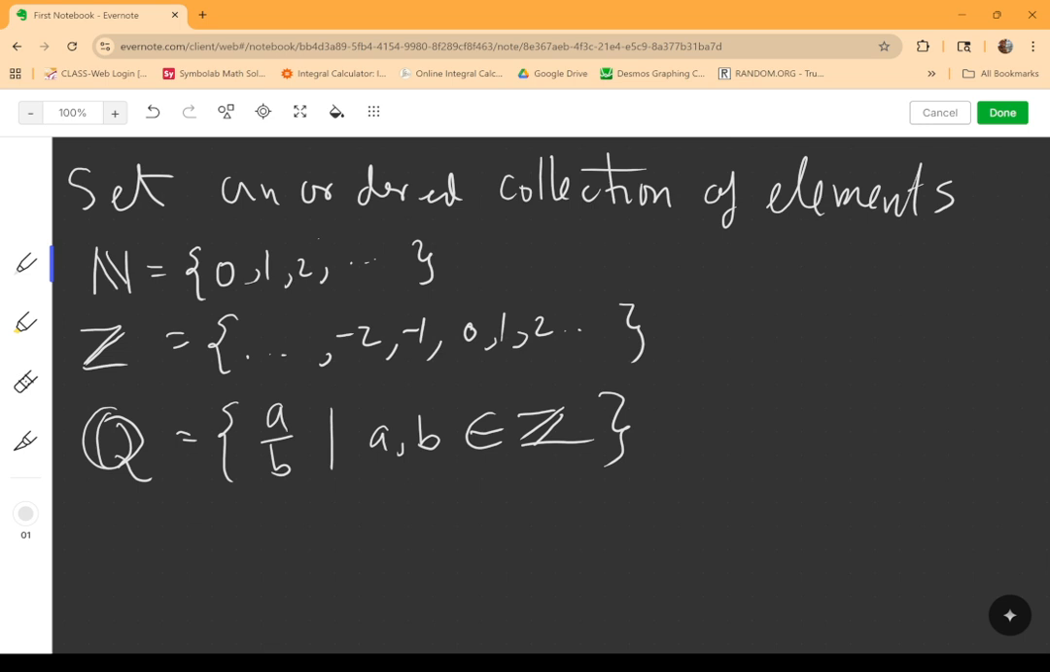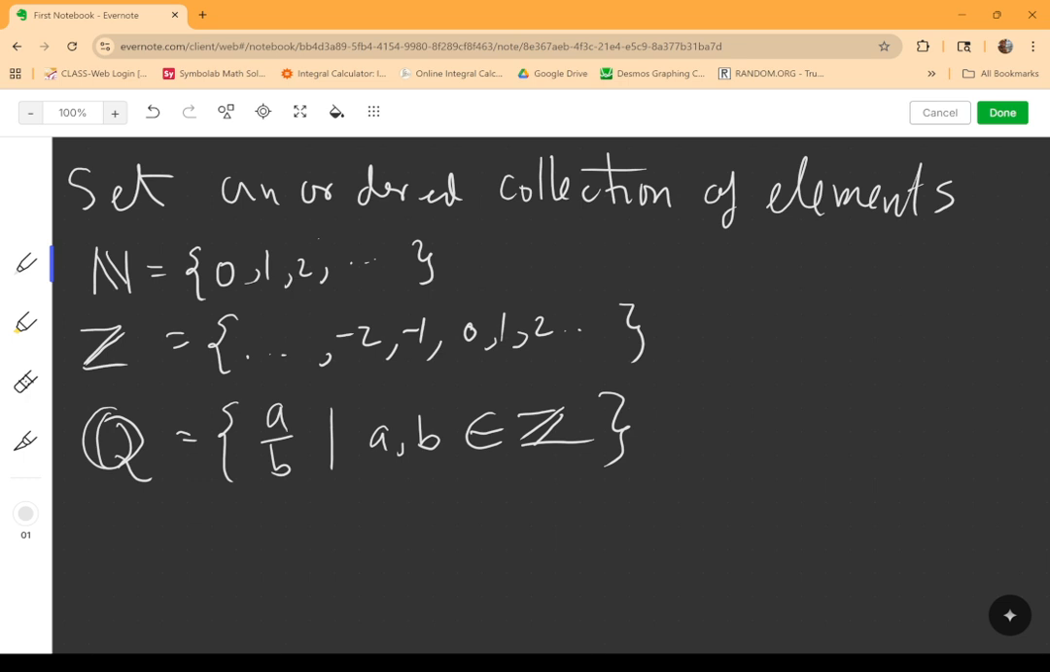So the rational numbers are defined using set builder notation, where we have an example of what an element would look like, and then this bar. The way you read that is: the set of rational numbers, which we call Q, is a over b such that a and b are both integers.